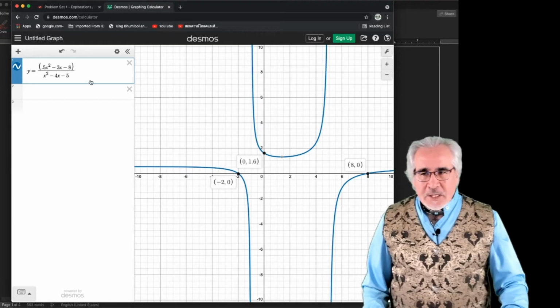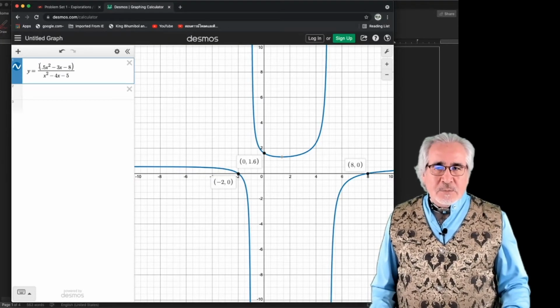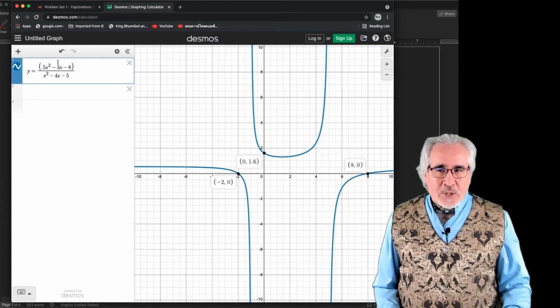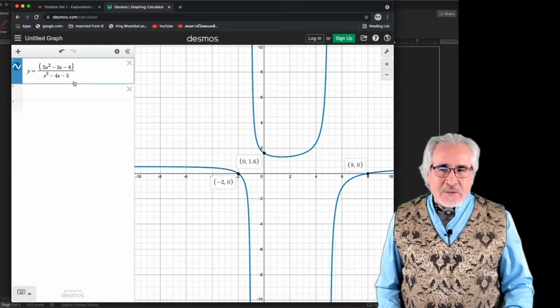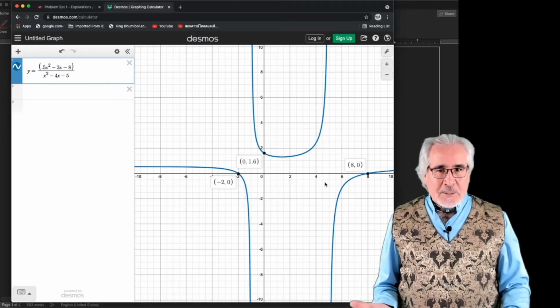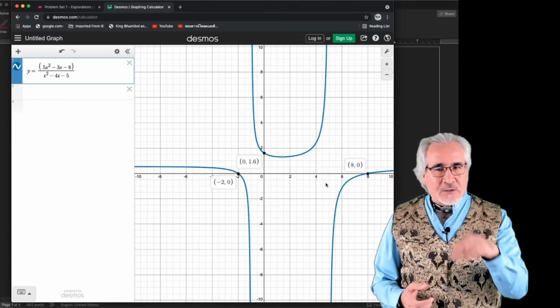I've actually already entered it in, and I wanted to show you that when you're doing rational functions, it's important to have the numerator in parentheses, and then when you divide, Desmos goes ahead and gives you all the denominator. So this is what you'll see, and the goal is that you go back to the form and sketch this.